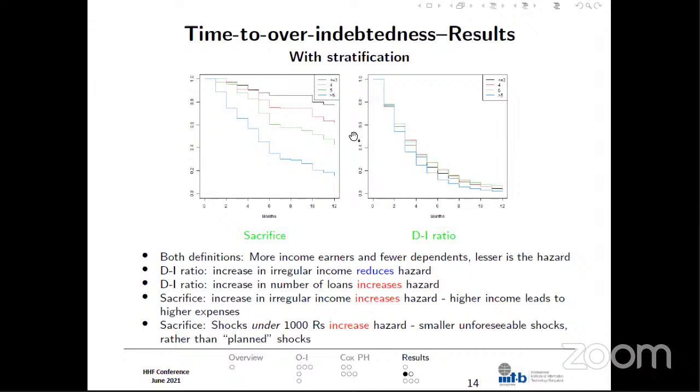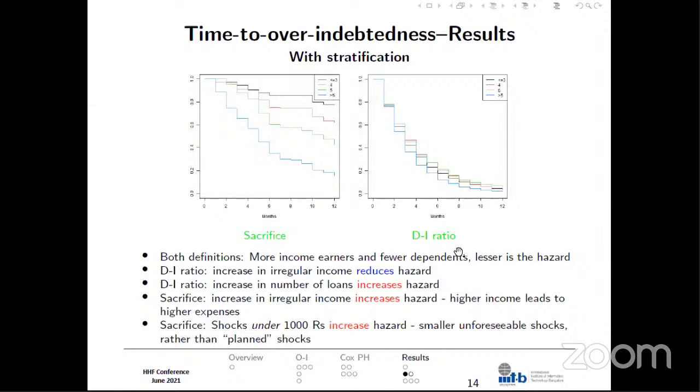Again, the one thing that I would like to highlight here is that the smaller households have reduced probability of becoming over-indebted with respect to the sacrifice event in comparison with the larger households. But if you take the debt to income ratio, all of them nearly tend to zero, which is again not surprising given the number of events that we have from the data, irrespective of the household size.